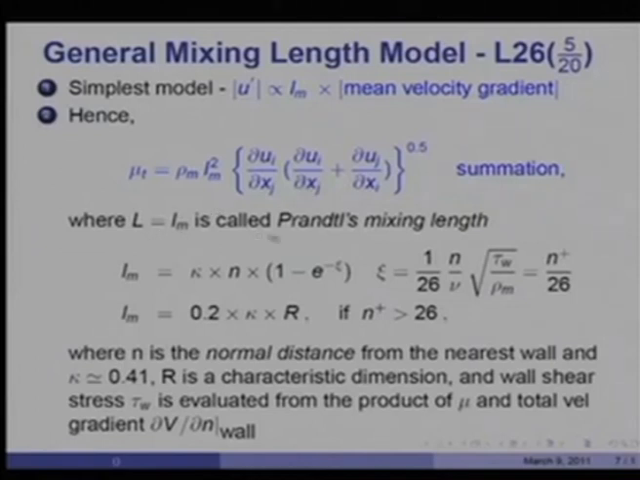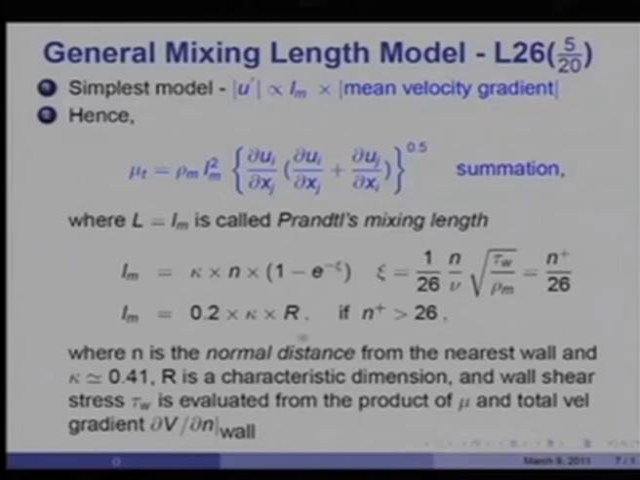L is equal to L m, which is called Prandtl's mixing length, and L m is given, as you will recall from our lecture on near wall flows, as kappa times the near wall distance y, or n in here, into 1 minus e raised to minus xi, where xi is n plus by 26. And L m is equal to 0.2 into kappa into r, where r may be the radius of the pipe or the boundary layer thickness, if n plus is greater than 26.